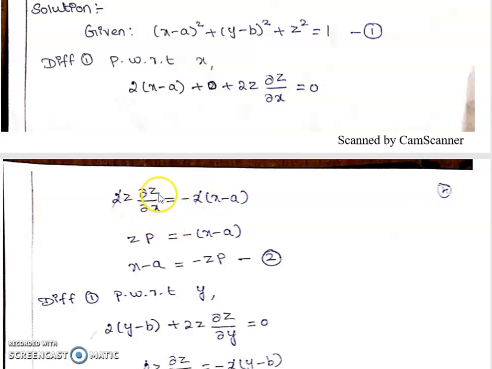And we know the notation dou z by dou x equal to p. So zp is equal to minus of (x minus a). From this, we can write x minus a is equal to minus zp. Take this as equation number 2.